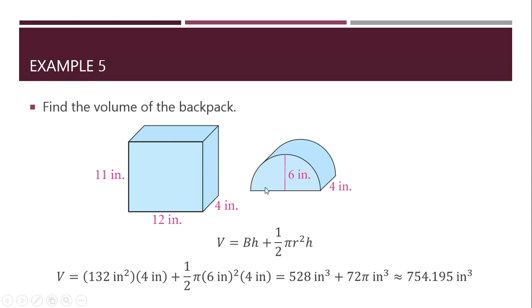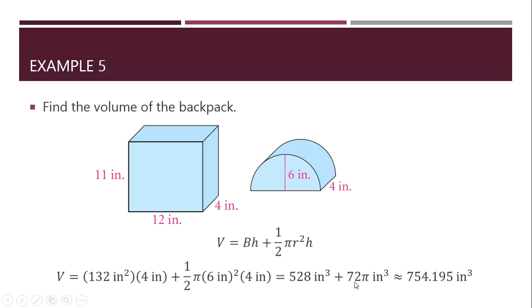Sorry if it got a little crazy there on the screen, but 11 times 12 will give you 132 square inches. Times that by your height, that would give you 528 inches cubed. For this guy, we went ahead and plugged in our 6. We went ahead and plugged in our 4. 6 squared is 36 times 4 divided by 2 because it's half a cylinder, and I get 72 pi inches cubed. But that pi is causing a problem.